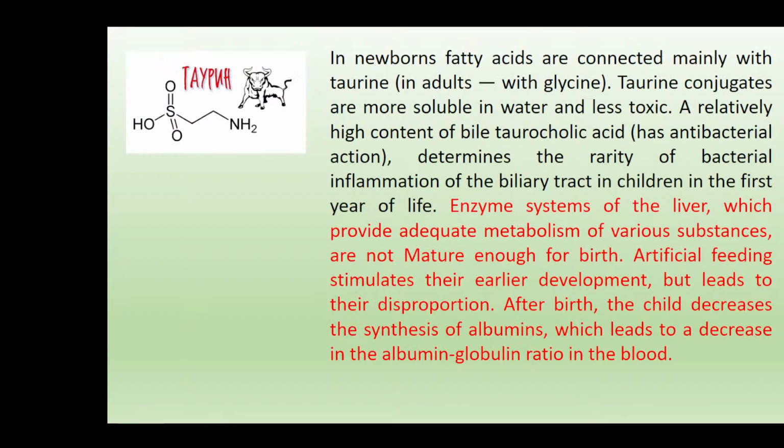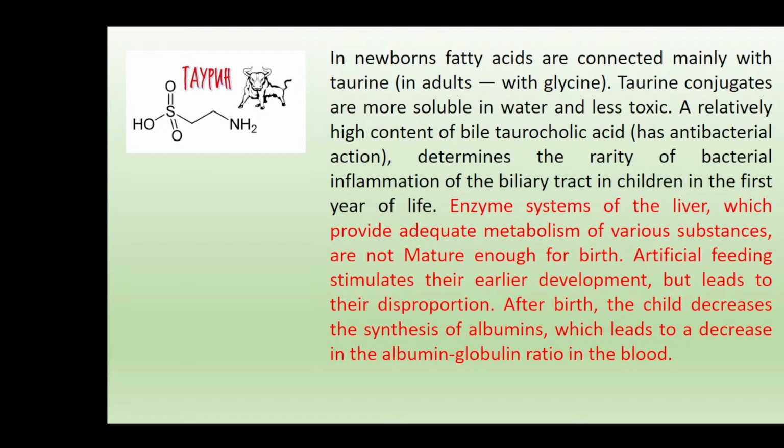In newborns, bile acids are connected mainly with taurine, in adults with glycine. Taurine conjugates are more soluble in water and less toxic. A relatively high content of bile taurocholic acid has antibacterial action, which determines the rarity of bacterial inflammation of the biliary tract in children in the first years of life.